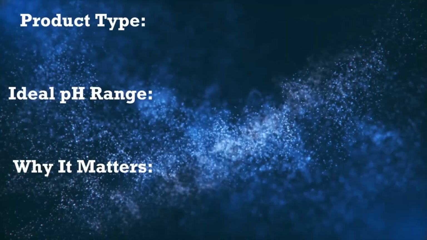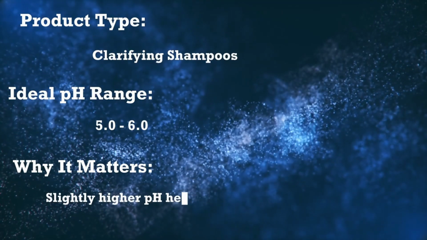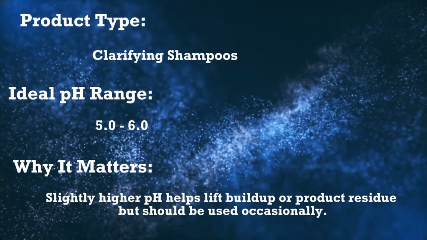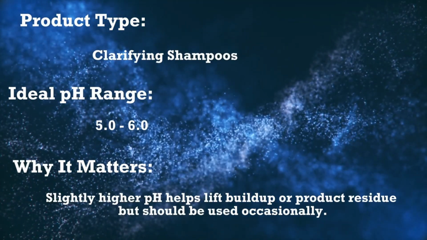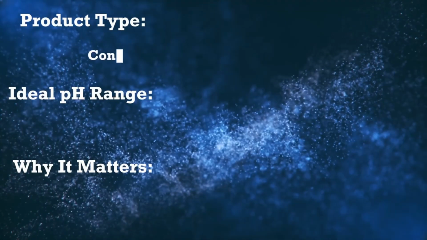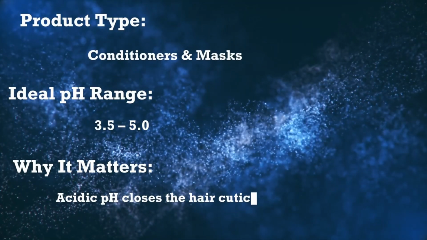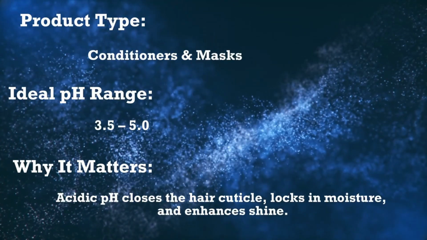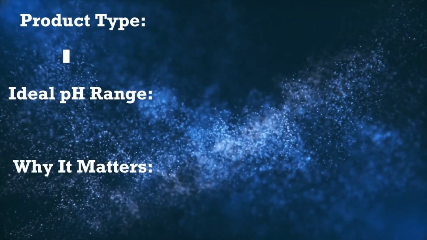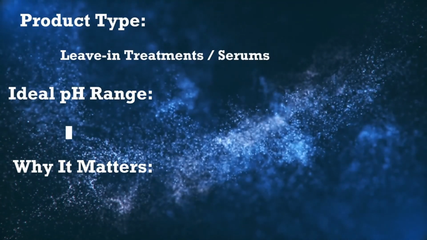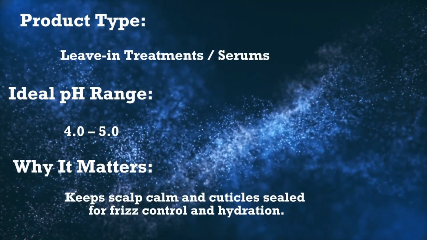Clarifying shampoos should be between 5 and 6 pH, which is slightly higher. It helps lift buildup or product residue, but should be used occasionally, once a week or a maximum of twice a week. Conditioners and masks should be between 3.5 to 5 pH. This is an acidic pH. It closes the hair cuticle, locks in moisture, and enhances shine. Leave-in treatments and serums should be between 4 and 5 pH. It keeps the scalp calm, and cuticles sealed for frizz control and hydration.